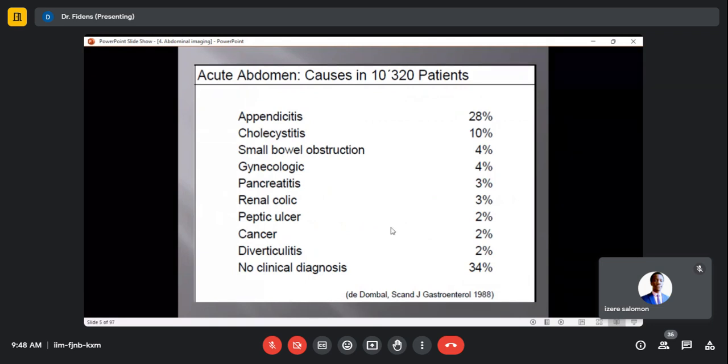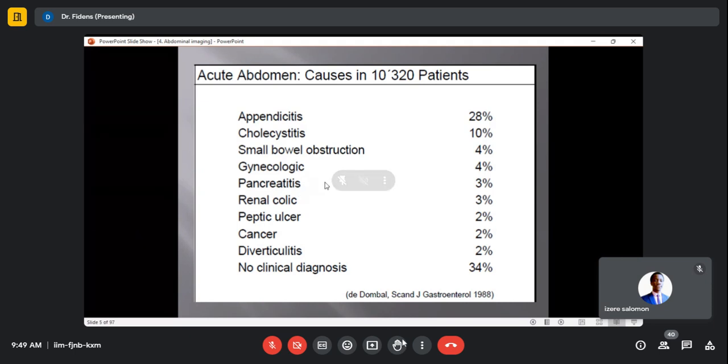There is a study that was done long ago, but it still has value today, where they tried to show us the most common causes of acute abdomen or abdominal pain. In that study, appendicitis was the most common with 28%, followed by cholecystitis with 10%, and small bowel obstruction, 4%.